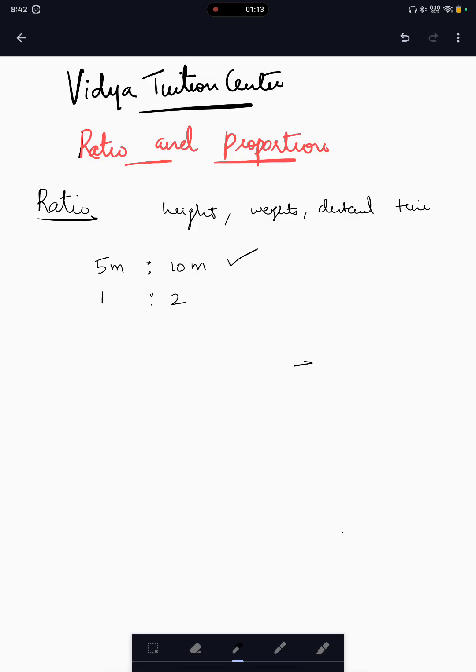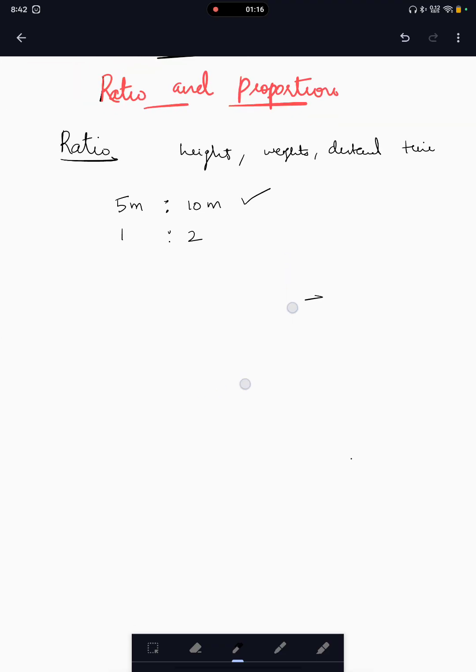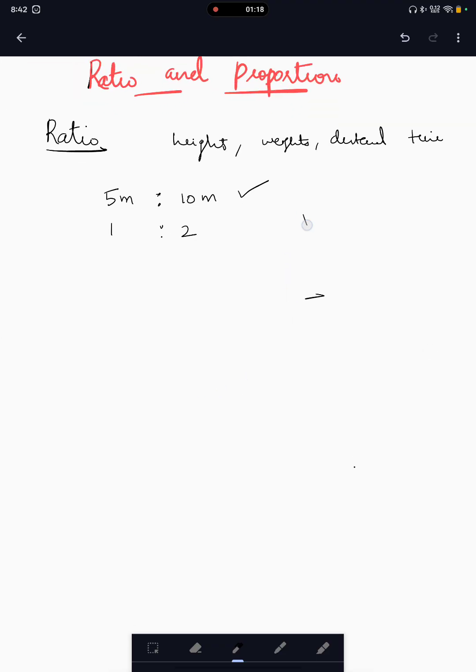If I say 1 meter is to 5 seconds, in this case we cannot compare the two quantities together, because this is in meters and this is in seconds. So we cannot compare those two quantities together.